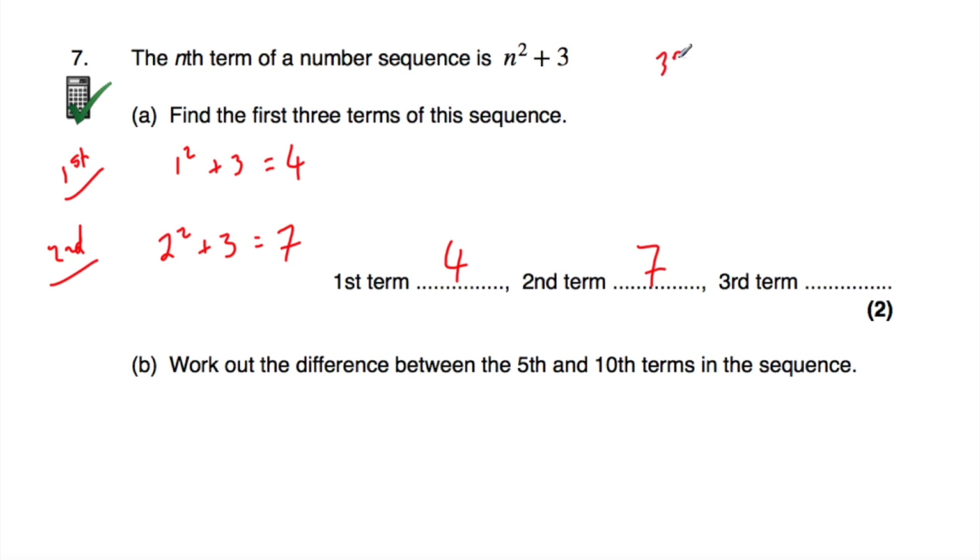And then the third term in the sequence, we're going to do 3 squared plus 3. And 3 squared is equal to 9, plus 3 is equal to 12. So the first 3 terms in the sequence are 4, 7, and 12.